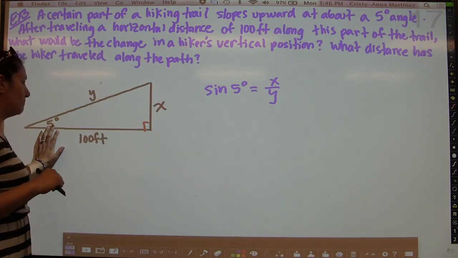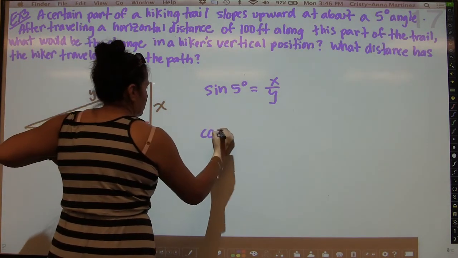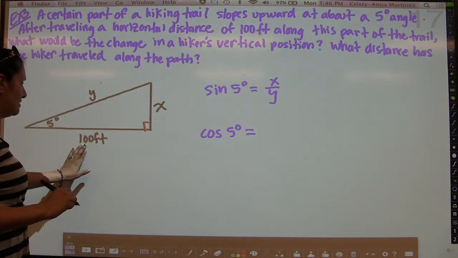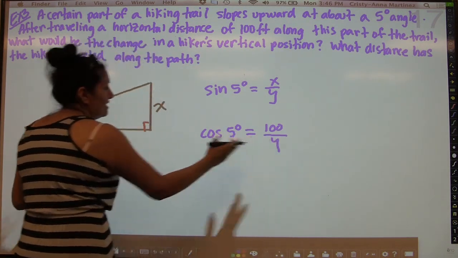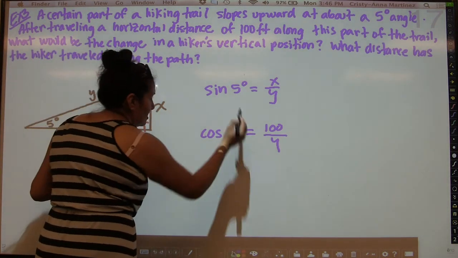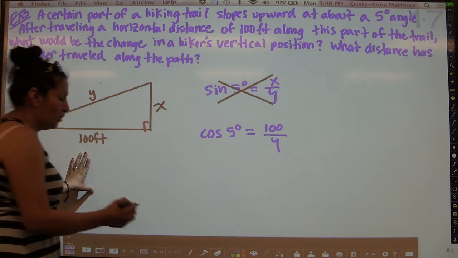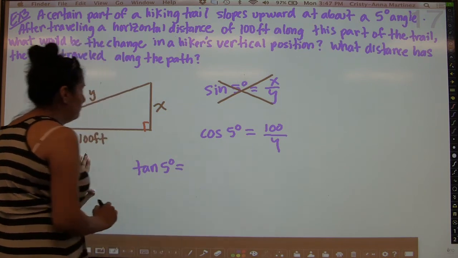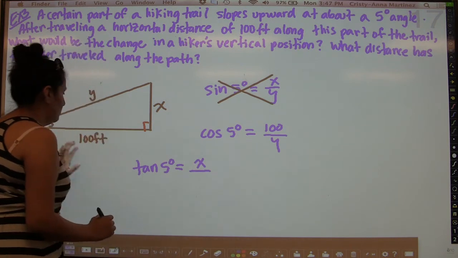You could do cosine of 5 degrees. If you do cosine of 5 degrees, you get adjacent, which is the 100, over hypotenuse, which is y. See, now in this case, you have only one variable, and that's what you're trying to find. So you don't want to use the sine function because it gives you too many variables. But you can use the cosine function, and then of course, you could also try the tangent function. The tangent function is opposite, which is x, over adjacent, which is 100.